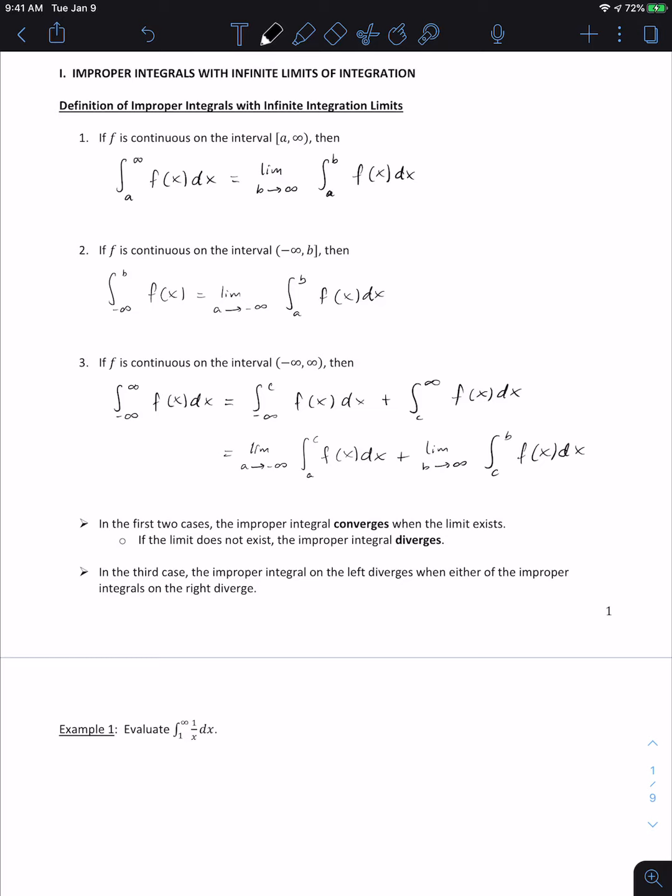In the first two cases, the improper integral converges when the limit exists. So if I want to find that improper integral, I look at the limit. If the limit exists, then we say that integral converges. If the limit does not exist, then we say that that improper integral diverges. In the third case, notice that I have two different limits. So if one of those limits does not exist, then the whole thing diverges. If both of them exist, then the whole integral converges.